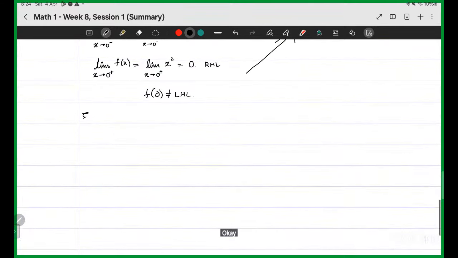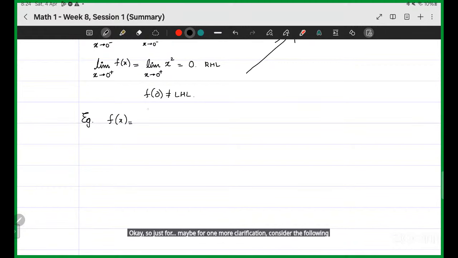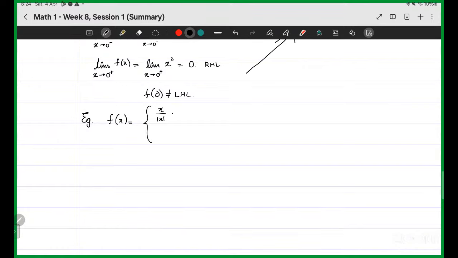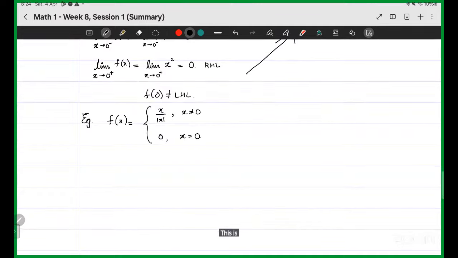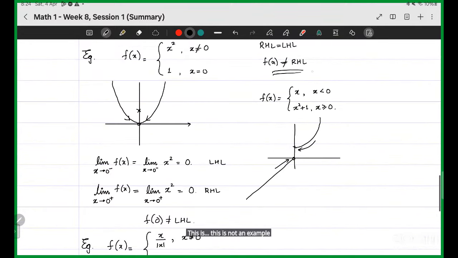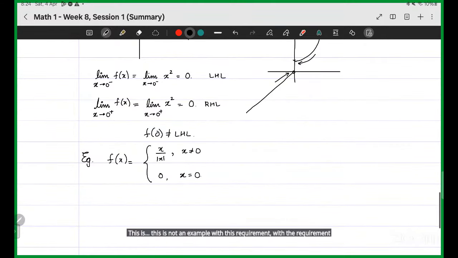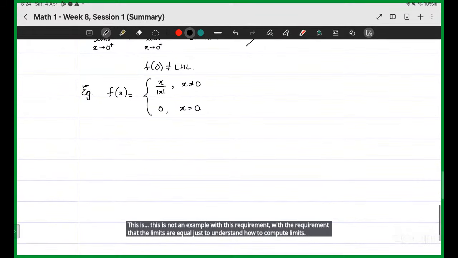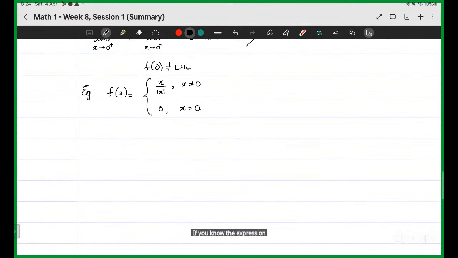Okay, so maybe for one more clarification, consider the following function. This is also called signum function. Without drawing the graph, first we'll try to do this. This is not an example with the requirement that the limits are equal. It is just to understand how to compute limits if you know the expression to be one way on either side, and at the point it is something else.